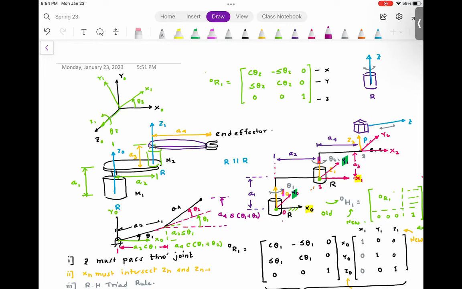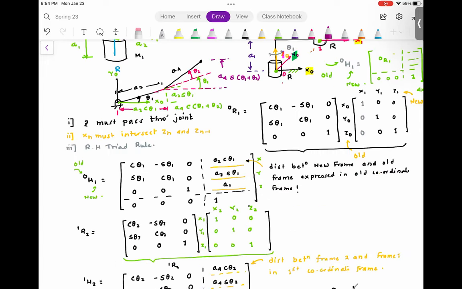Because x1 is not aligned with y0. X1 is not aligned with z0. X1 is completely aligned with x0. Same thing with y1. Y1 is aligned with y0. It's not aligned with x0 or z0. So 0, and z1 likewise, you get this identity matrix. Everyone understood this? The multiplication of this is nothing but your final rotation matrix. That final rotation matrix needs to sit here in the first 3x3 block of the homogeneous transformation. The bottom row of the homogeneous transformation will always be 0, 0, 0, and 1.